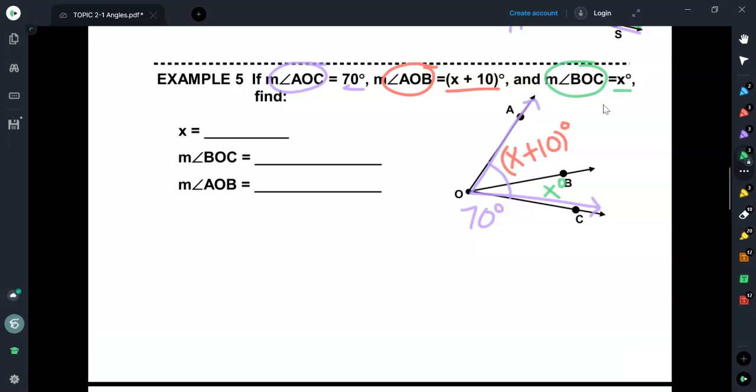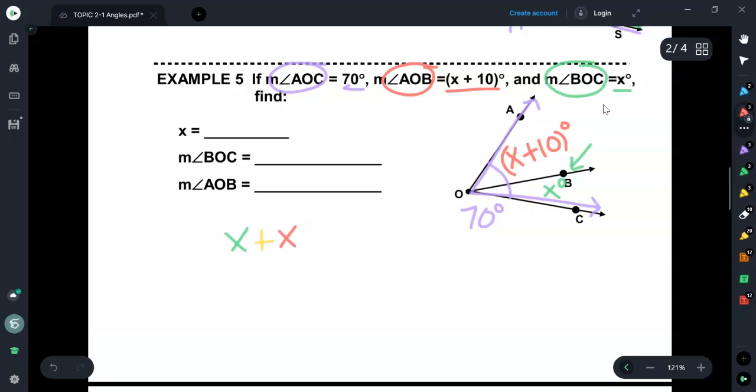Let's apply the angle addition postulate. Angle addition postulate says the two smaller ones, because where's my interior point? Right there. B is in the interior. So I've created two angles, x plus x plus 10, and you don't have to keep the parentheses and the degree sign on it. Remember, that's just there to let you know that it is an angle. It's not some kind of special operator. Is going to equal 70.